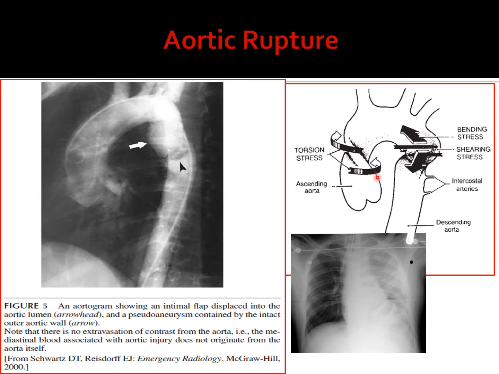This is just a diagrammatic picture of what happens in patients with aortic trauma. There can be torsion stress, bending stress, and shearing stress. Usually, the blood is not from the aortic rupture or from the aortic torsion or bending stress. Usually, the blood comes from the severed or disrupted intercostal arteries secondary to the torsion or movement of the aorta because of the deceleration trauma.